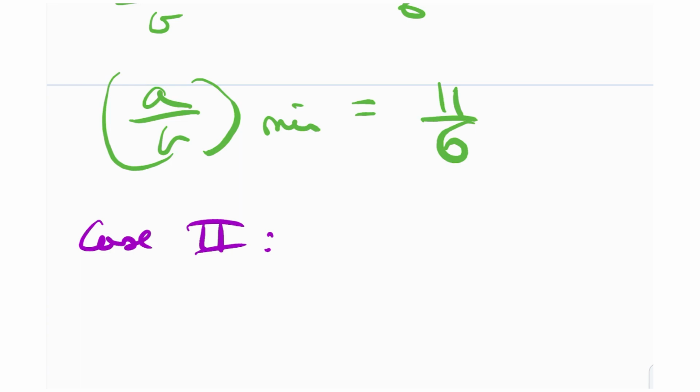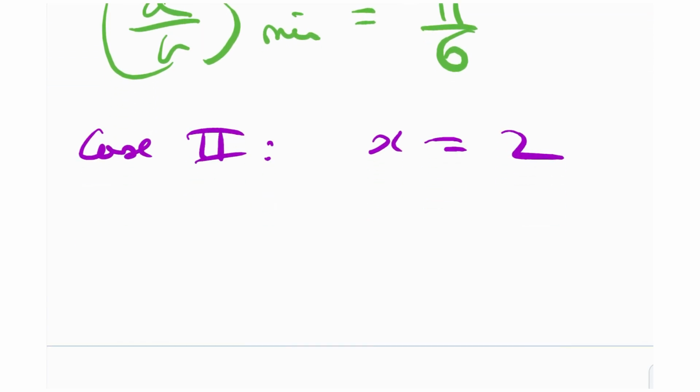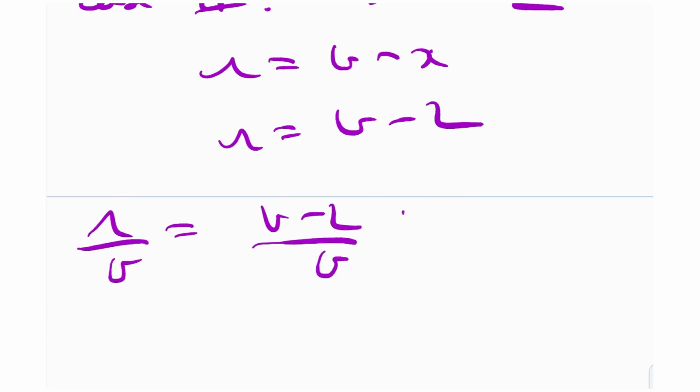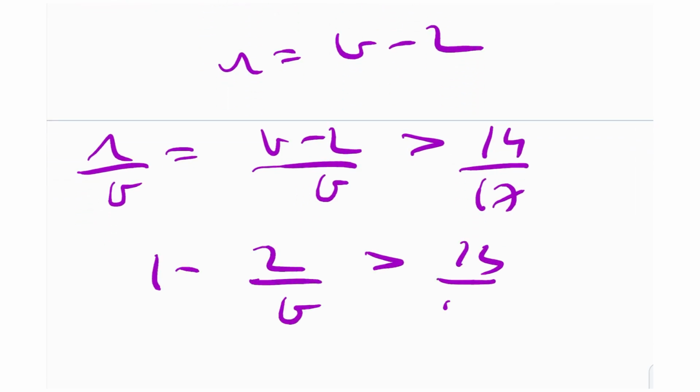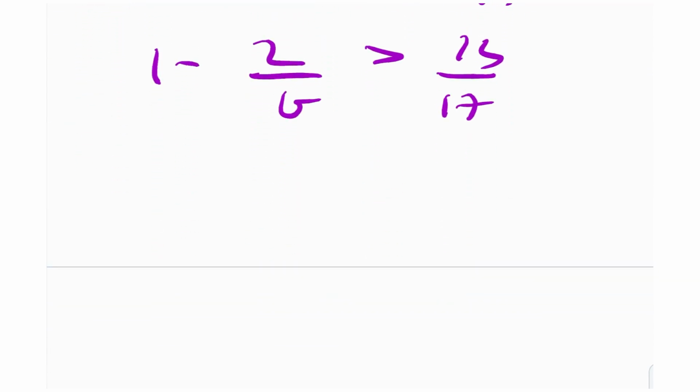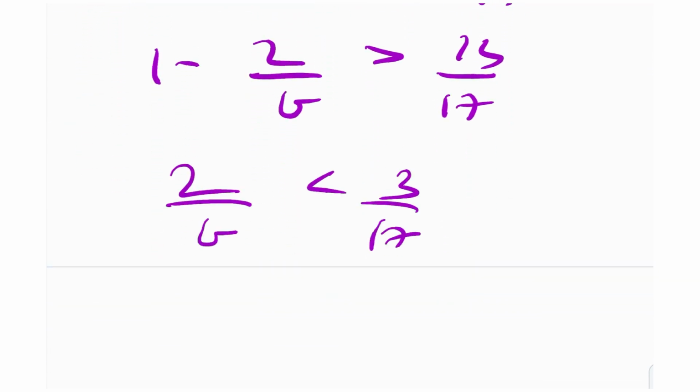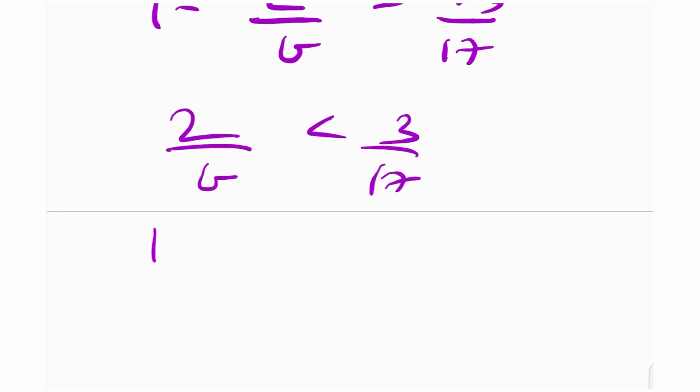Okay, awesome. So case 1, we got A by B minimum is 11 by 6. Case 2, just X equals 2. Because if you remember, we had received X can only be 1 or 2. So just plug in X equals 2. What was this R? R was B minus X, right? So R just becomes B minus 2. So effectively R by B becomes (B minus 2) by B, which is greater than 14 by 17. Again, amazing. Just one variable, right? So 1 minus 2 over B is greater than 14 over 17. So effectively 2 by B is less than 3 by 17. And again, using the same ideology, 1 by B is less than 3 by 34.